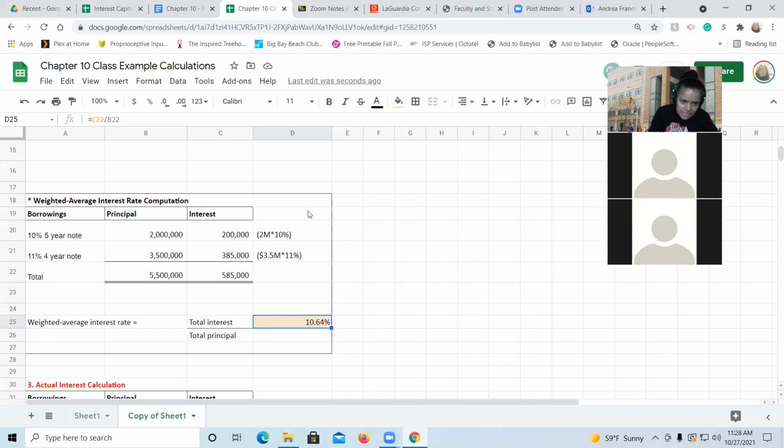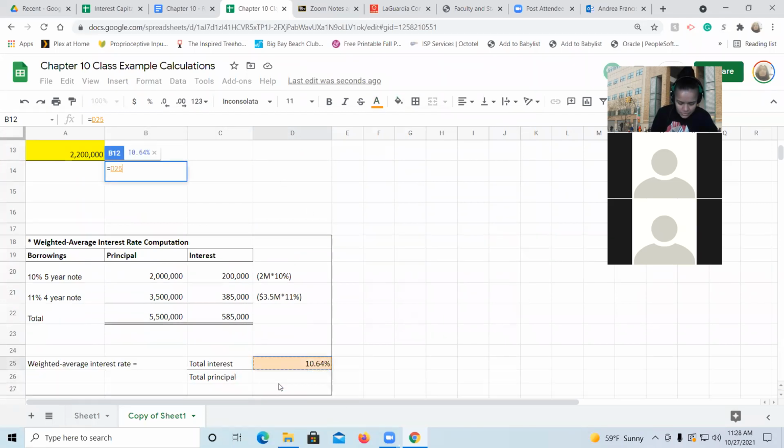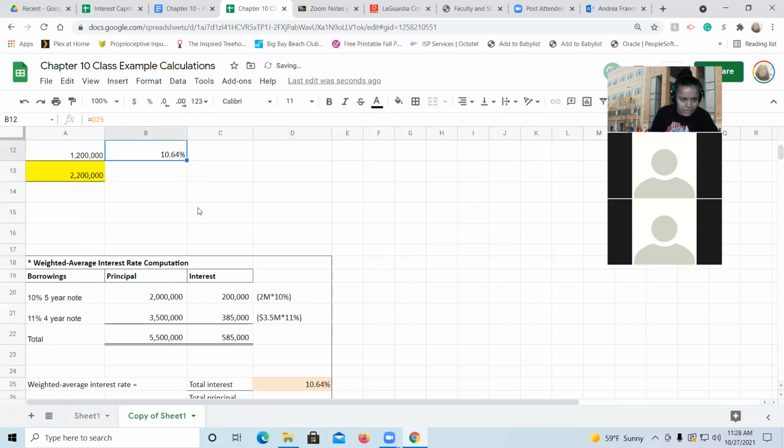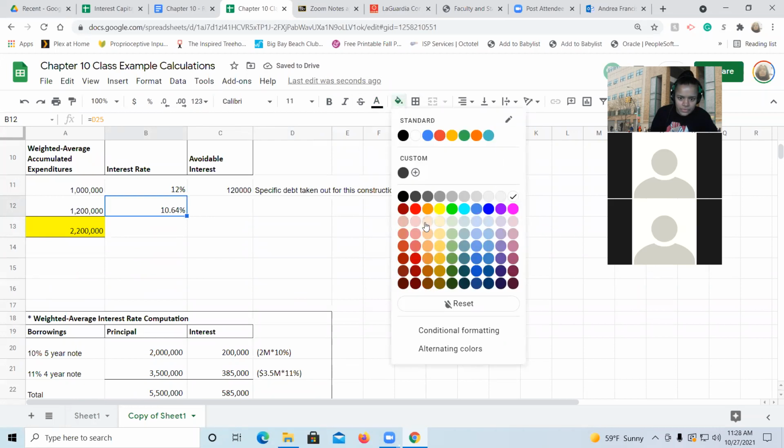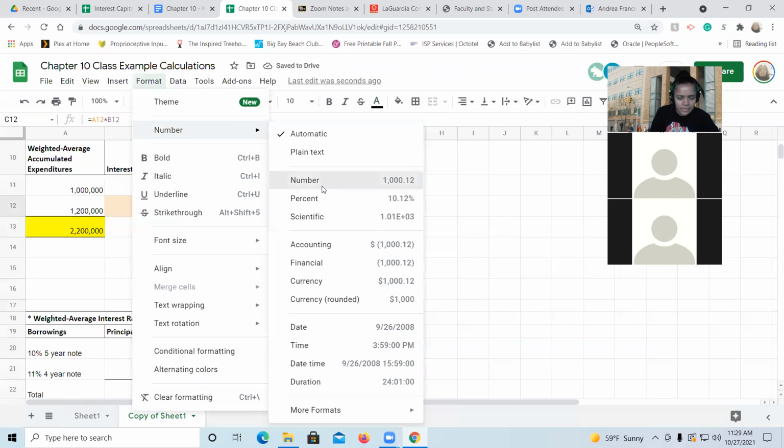So now this number, this 10.64%, is going to go up over here and be the percentage that we use in our calculation. I'll put it with the same color for those who are looking at this document so you know where it came from. And what you do now is you finish your avoidable interest calculation by saying of the 2.2 million of expenditures that I'm allowed to calculate interest on, 1 million is from specific debt that I took out for this project. And so that's 120,000 of interest. 1.2 million is from the general debt that I had during the year. And so I'm going to calculate how much interest is on that. Let me just make this into a proper number so it doesn't look so crazy.